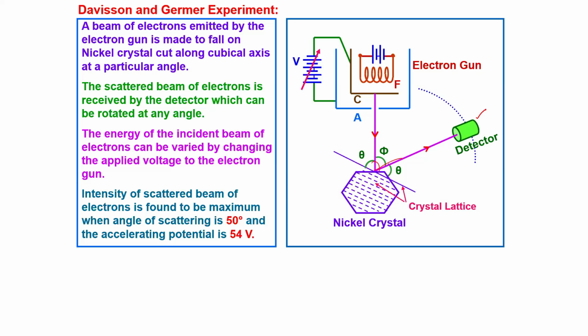The energy of the incident beam of electrons can be varied by changing the voltage applied to the electron gun. And here, the intensity of the scattered beam of electrons is found to be maximum when the angle of scattering is 50 degrees and the accelerating potential is 54 volts. So usually we keep these two values as common, because then it will be easy to get the proper detected values, and by using that we can classify the graphs and everything.